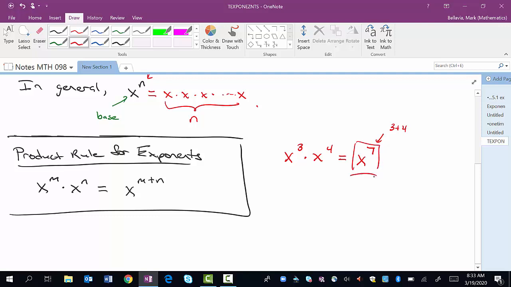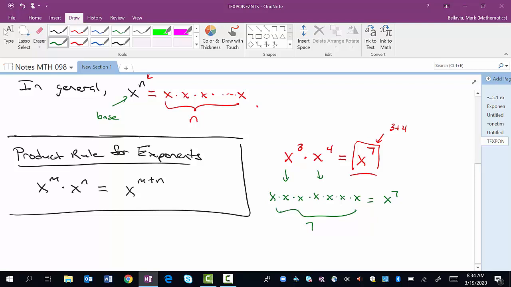The reason the rule works is that x to the third really means x times x times x. And x to the fourth really means x times x times x times x, 4 times. So how many are there total here? Well, there's 1, 2, 3, 4, 5, 6, 7 x's being multiplied together, which means this is x to the 7th power. So what you're doing is adding up the number of x's you're multiplying by itself.